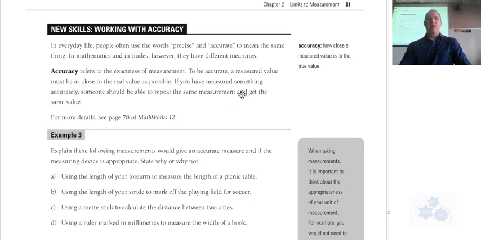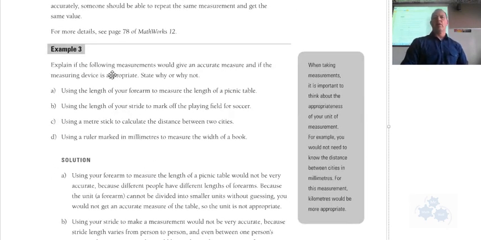All right. So, accuracy, right on. The exactness of a measurement. Now, in example 3, we talk about an important way to look at how we're measuring things, and it talks about accuracy. So, example 3 says, explain if the following measurements would give an accurate measure, and if the measuring device is appropriate.